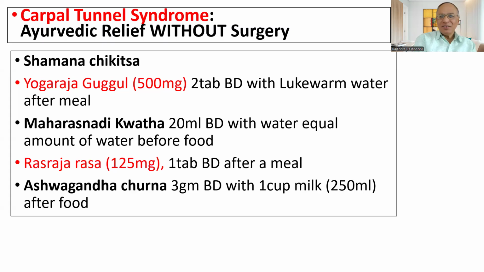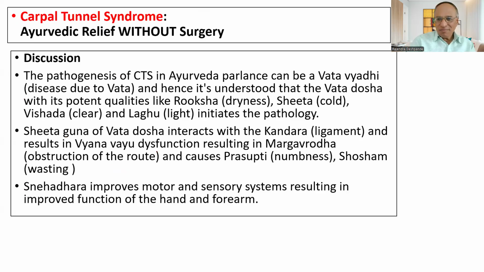Maharasnadi Kwath, 20 ml, 2 times in a day with equal amount of water before lunch and before dinner. Then Rasa Raj Rasa tablet, 125 milligram, 1 tablet, morning after lunch, evening after dinner. Ashwagandha Churna powder, 3 gram, morning and evening with 1 cup of milk, that is 250 ml of milk, after the food. Now, how is that research discussing these points?